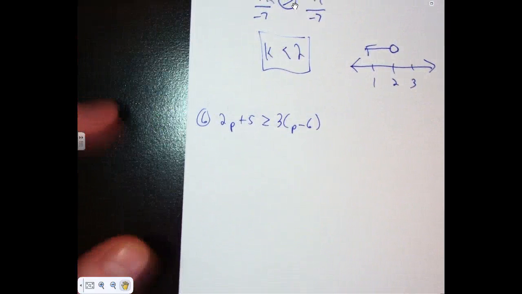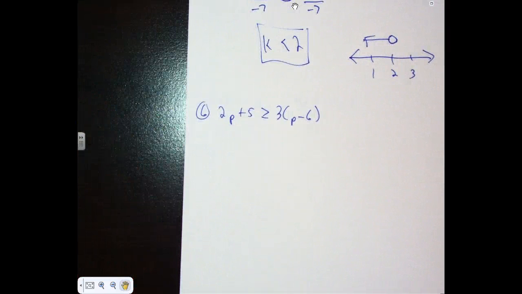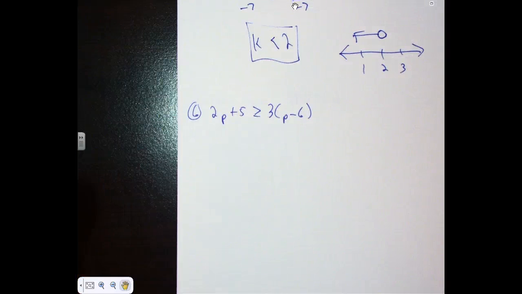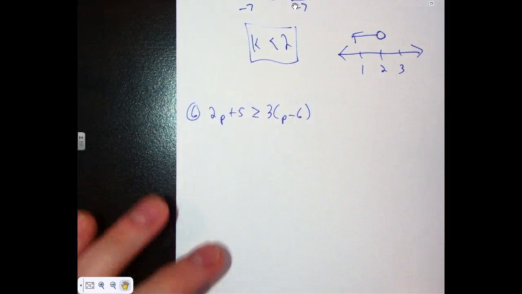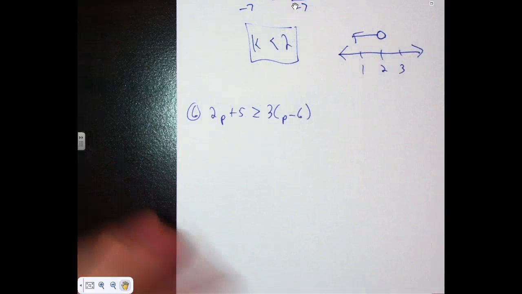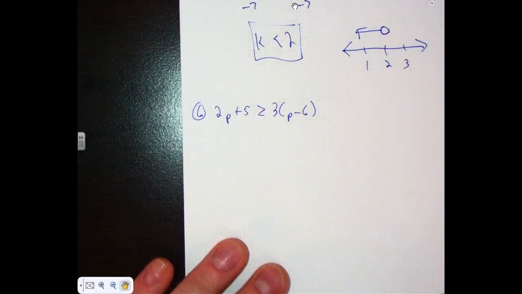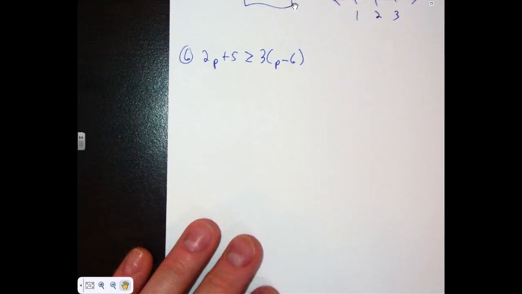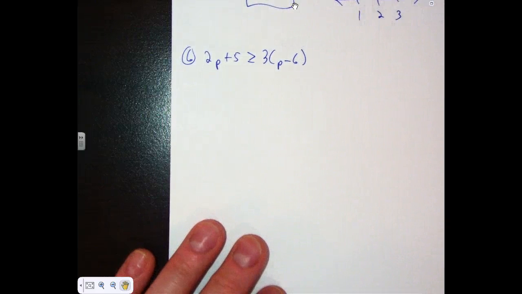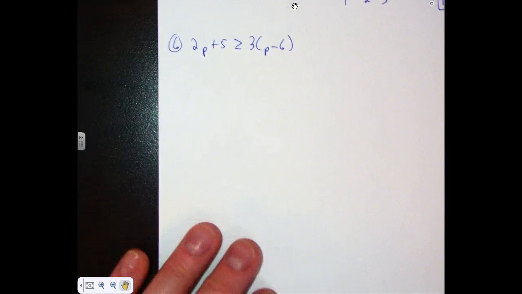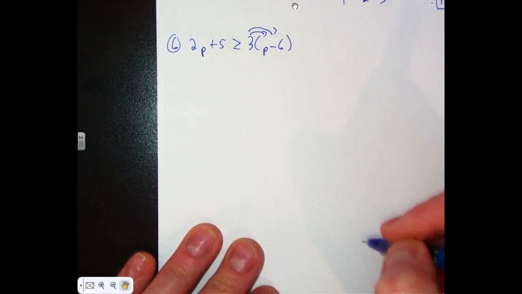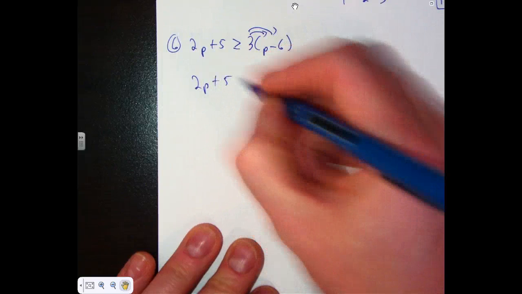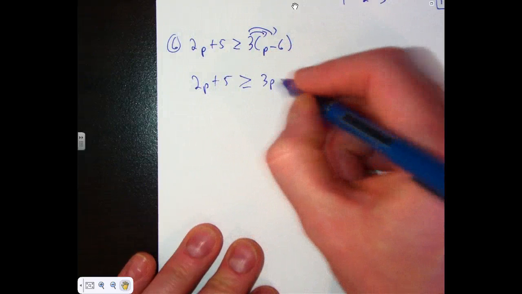Now for the next problem, just for the ease of things, I'm going to move the variables to the left automatically, deal with the negative, and just solve. I'm not going to do both directions. Other than that, it's really the exact same problem as the last one. Left side is simplified as far as it can go. It's 2p plus 5. They're not like terms. And then I'll distribute the 3 to the right side. So it'll be 3 times p, 3 times negative 6. So 2p plus 5 is greater than or equal to 3p minus 18.